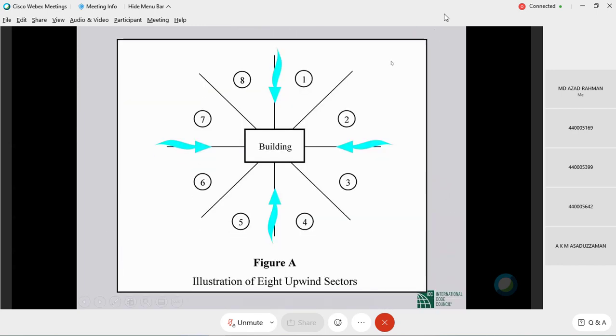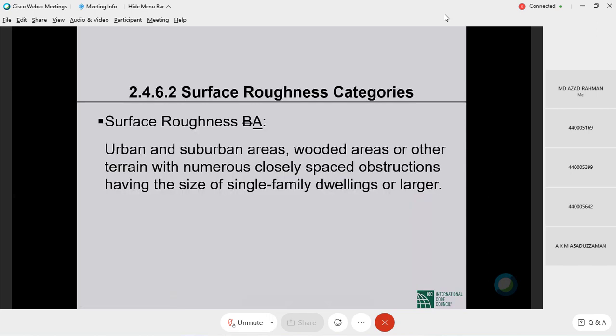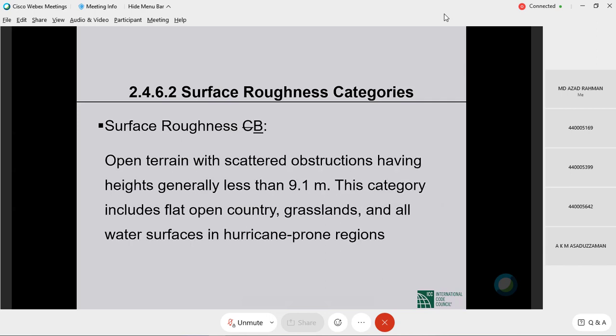So if you are considering this direction of wind, you will look at the roughness in this segment, roughness in this segment, and whichever roughness gives you the higher wind speed is your roughness category. Surface roughness A definition is urban and suburban areas, wooded areas, other terrain with numerous closely spaced obstructions having the size of single-family dwellings or larger. Urban or suburban, wooded areas, other terrain, numerous closely spaced obstructions, and so forth.